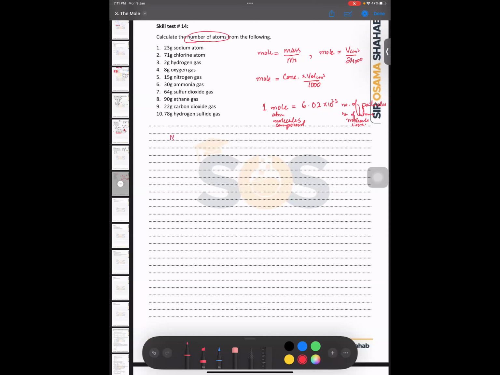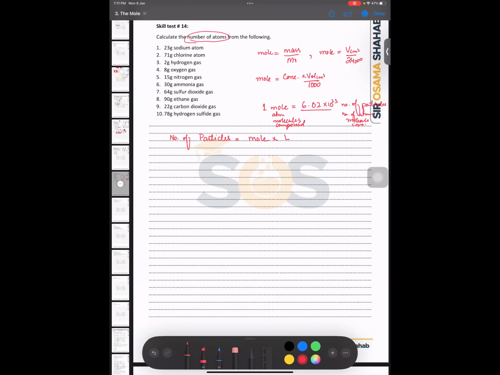If you want to find out the number of particles, we know that 1 mole contains 6.02 × 10^23 particles. So if you have 5 moles, 6 moles, or 10 moles, you can simply multiply that constant number with the number of moles. So the formula is very simple: moles into Avogadro constant.